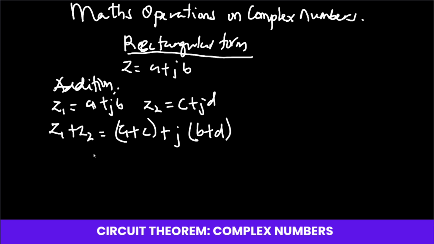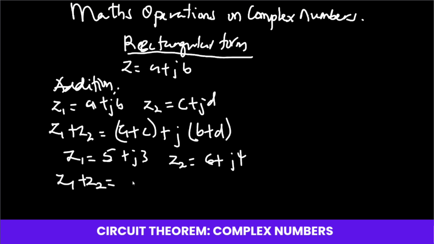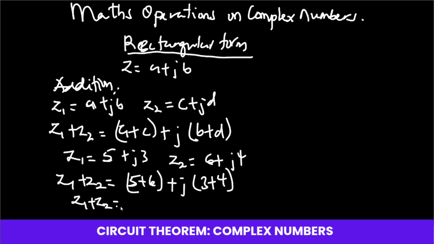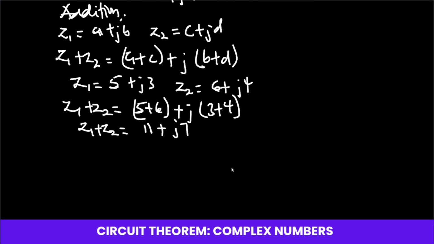Okay, a typical example with numerical values will be, say z1 is equal to 5 plus j3 and my z2 is equal to 6 plus j4. Okay, so find the sum of these two complex numbers. We have 5 plus 6, that's the real part, plus j of 3 plus 4. Okay, so our z1 plus z2 is going to give us 11 plus j7.